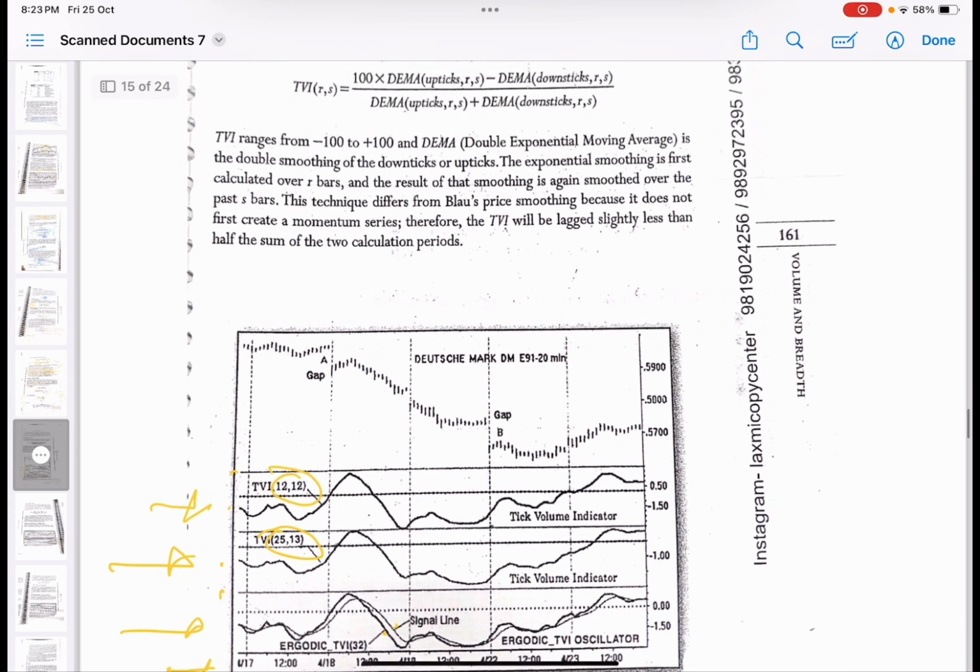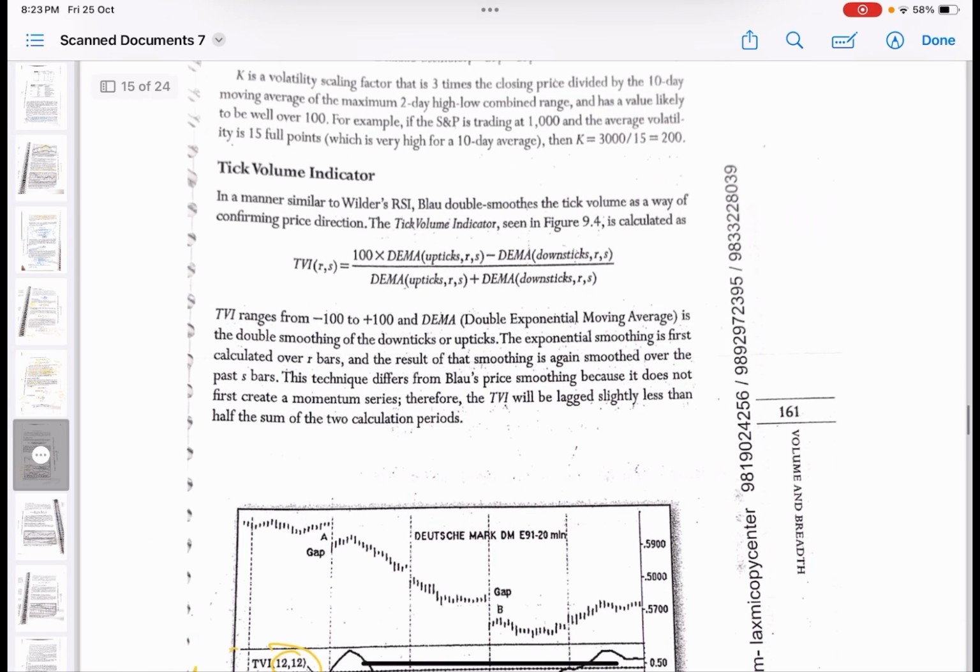So why do you have to use the tick volume indicator? Because it gives you a doubly smoothed moving average, which means that you have a better signal. And secondly, it confirms the price direction. And the formula is 100 multiplied by DMA upticks minus DMA downticks divided by DMA upticks plus DMA downticks.